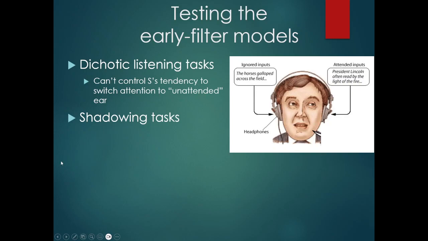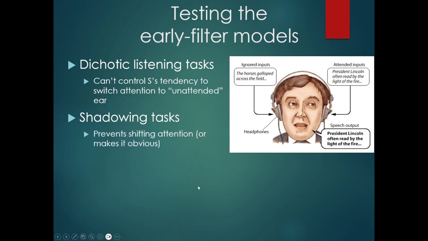So then they evolved a little bit in the design, and they said, well, let's do shadowing tasks where now you have the same setup, but your job as the subject is not only to listen to what's on the left ear, but shadow it. So you're like one word behind it. So it's like President, President, Lincoln, Lincoln, often, often, read, read, right? Like you're saying exactly the same things out loud as are occurring in the left ear.